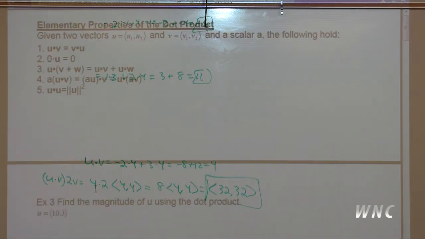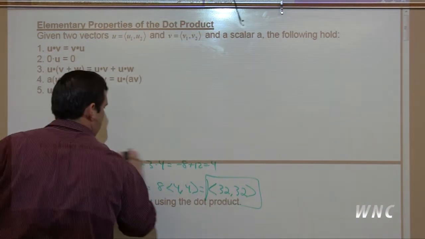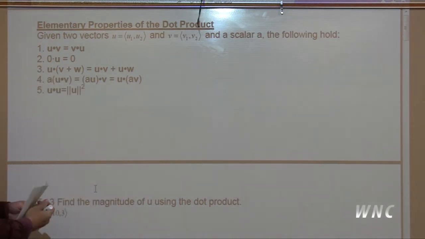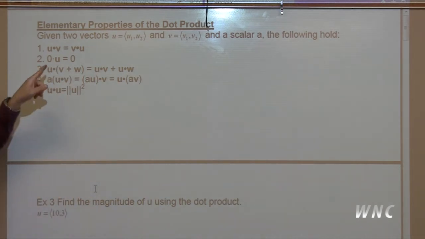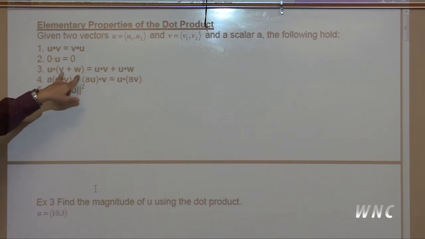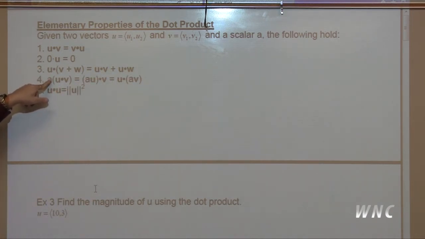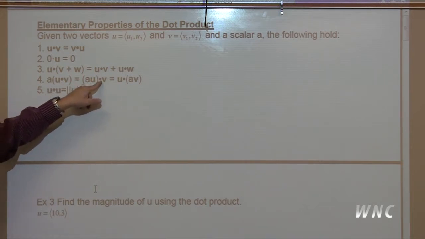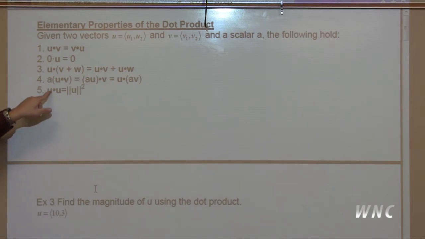Elementary properties of the dot product. Given two vectors, u is u1, u2, and v is v1, v2, and a scalar a, the following hold. U dot v is v dot u, 0 dot u is 0, u dot v plus w, now again these are all vectors, is u dot v plus u dot w. A scalar times u dot v is a times u dot v, or u dot a times v, excuse me. And here's a cool one, u dot u is the magnitude of u squared.